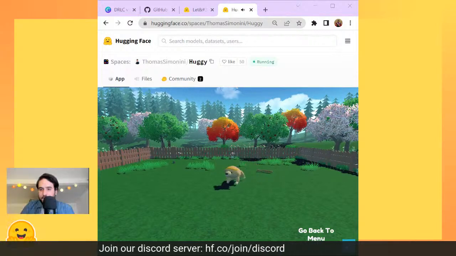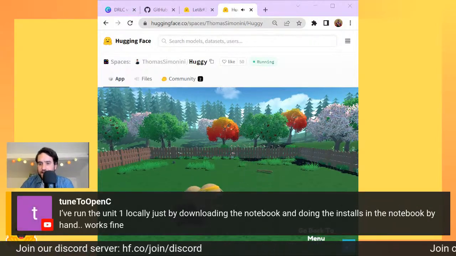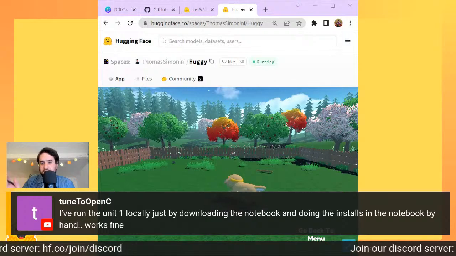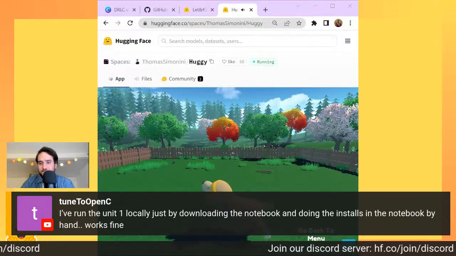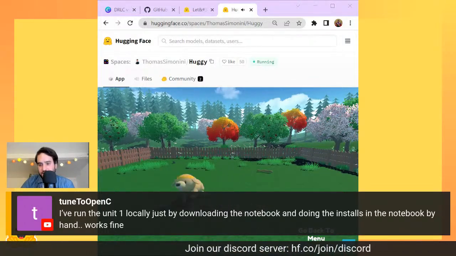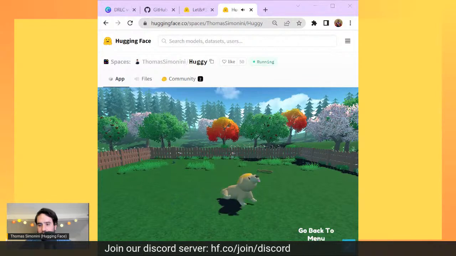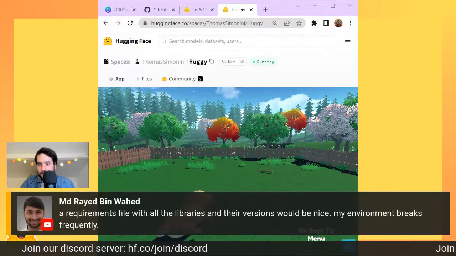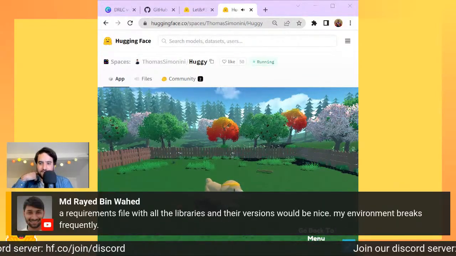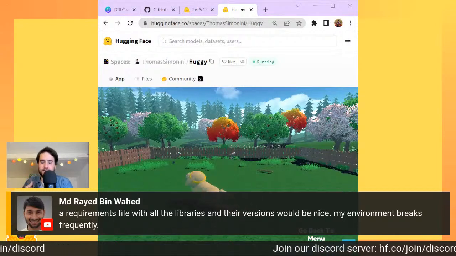Someone tried to run unit one and it was fine. So okay, thanks for the info. So yeah, it means you can run it on your own computer. Another library version could be nice. A requirements file with all the libraries and their versions could be nice. My environment breaks frequently.